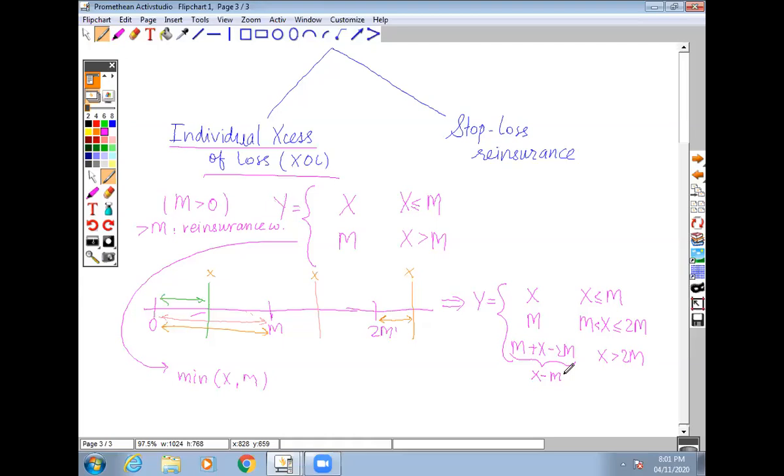So it will be 0 to M for the first part. Then M to 2M will be paid by the reinsurance company. That is 2M minus M, that amount. So it becomes M only. And then whatever is further ahead of 2M, that will be paid by us. So that will again be X minus 2M. That is the balance amount. Exactly. So M plus X minus 2M, the two parts that are paid by us.